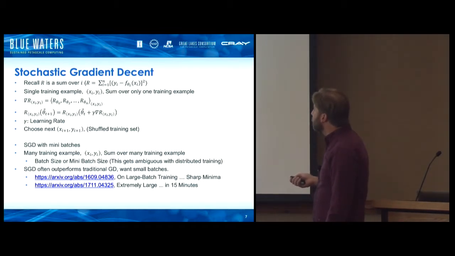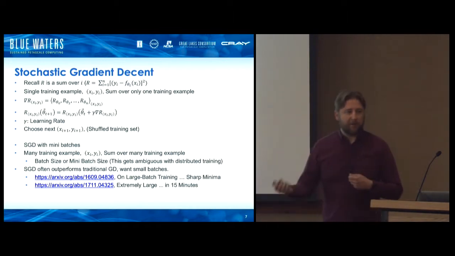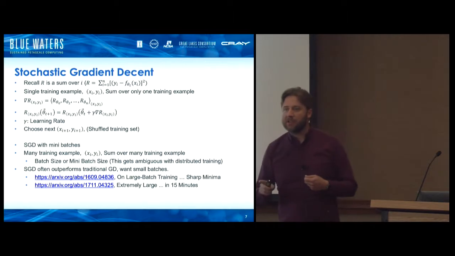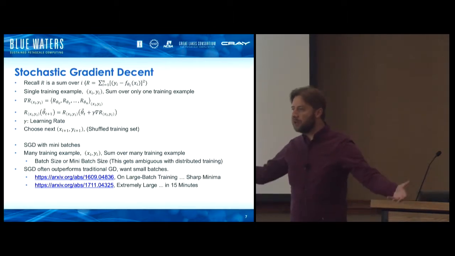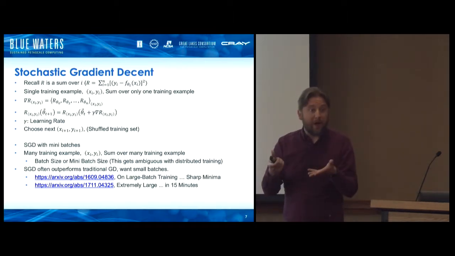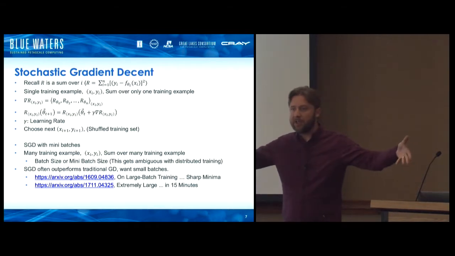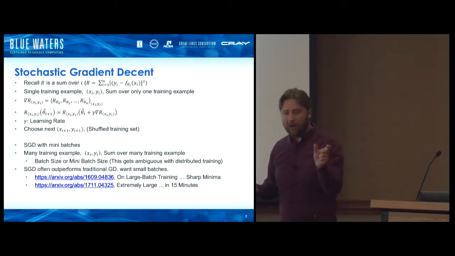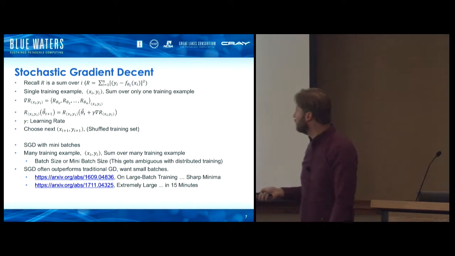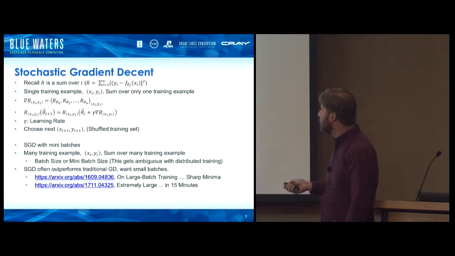Stochastic gradient descent with mini batches sort of splits the difference. So instead of just taking a single example, or instead of taking your entire set, you take mini batches. You take your whole training set, you shuffle it all up, and you take mini batches of each piece. Stochastic gradient descent with mini batches.